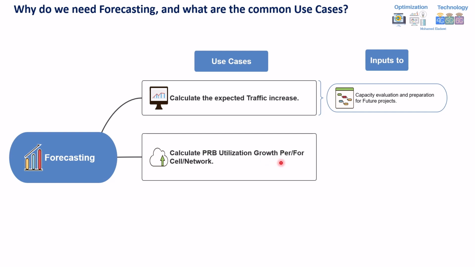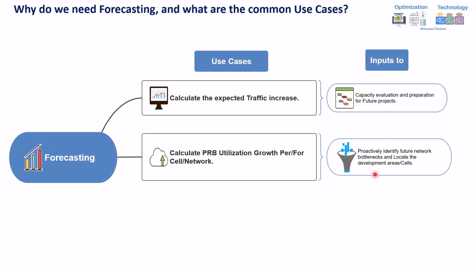The second thing, it can be to calculate the PRB utilization growth or increase, either per cell or per network based on your own requirement. And this can be used as an input to proactively identify any future network bottlenecks. And also you can locate any development area yourselves, based on the traffic growth for particular sites or the PRB increase in this particular area. You can identify that there's some particular area having a very rapid increase in the traffic growth and also the PRB utilization. And this accordingly can be one of the development areas which you need to locate and look into in the future.